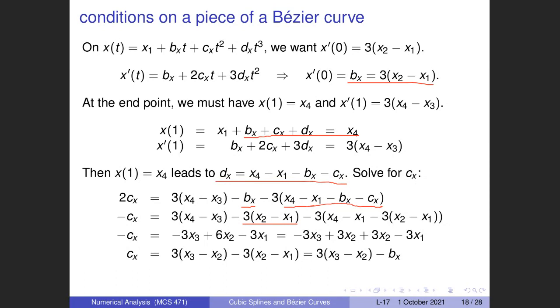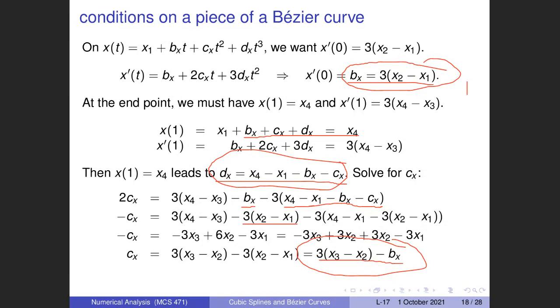If you want to be frugal with your computations, you compute Bx first, and then you compute Cx using the value for Bx. By the way, I'm doing everything now for the first function, x. For y, it will be the same. Let me conclude, indicate that we have all the coefficients. We have bx, so that is this one. We have cx, and then we have dx.